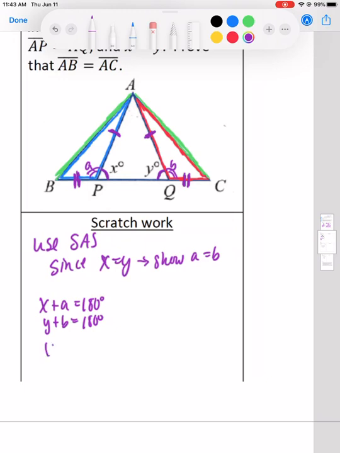we can say x plus A equals y plus B. Okay. We set them equal to each other because they're both equal to 180 degrees. So if they're both equal to the same thing, they must be equal to each other. That's an algebra move. So we want to say, okay, since x is equal to y, I can interchange any y for x. So x plus A is also equal to x plus B.